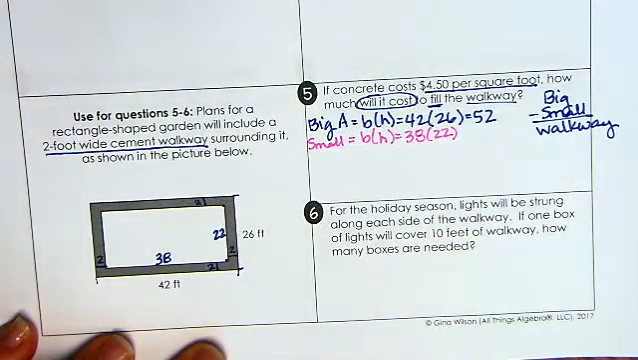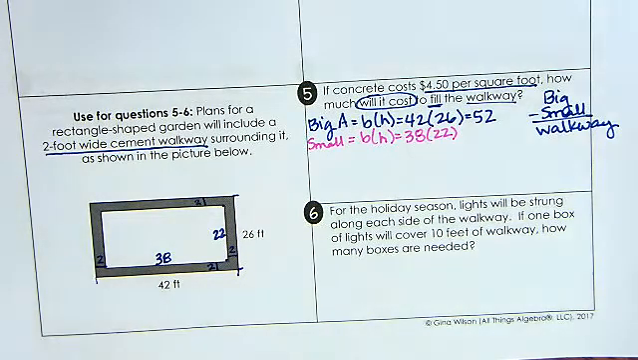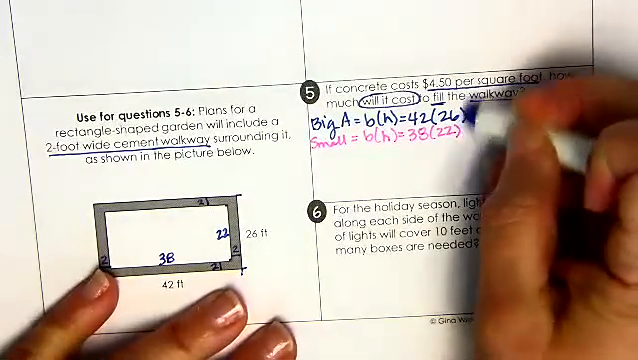Oh, I mistyped. 42 times, that doesn't make sense. 42 times 26 is 52. Miss Wilson needs to pay attention to what she's typing. Yes, that number makes a little bit more sense. This is why you pay attention to what you write.